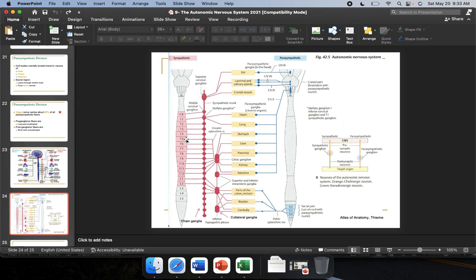Another diagram here helping to highlight this: short preganglionic into a chain ganglia for the sympathetic, then long preganglionic, short postganglionic fibers for the parasympathetic, all acting on the same regions. Okay, the same regions here.